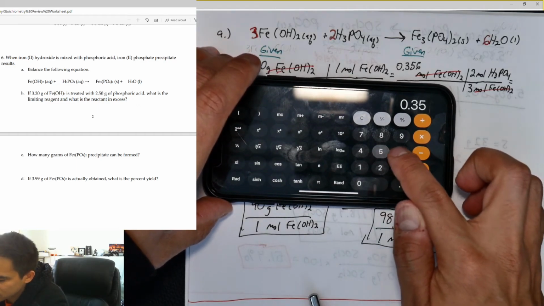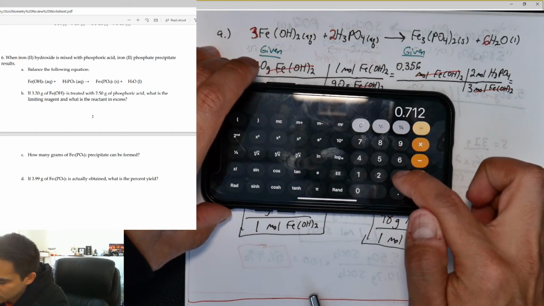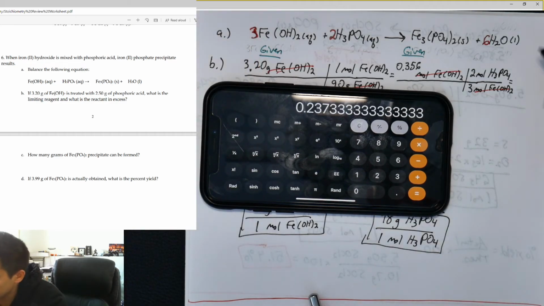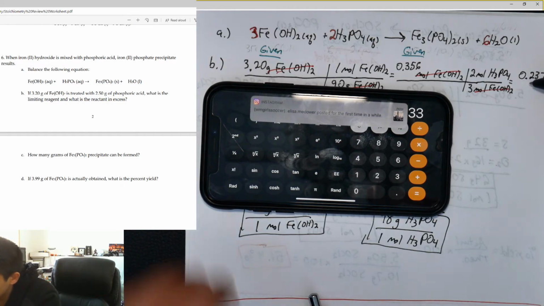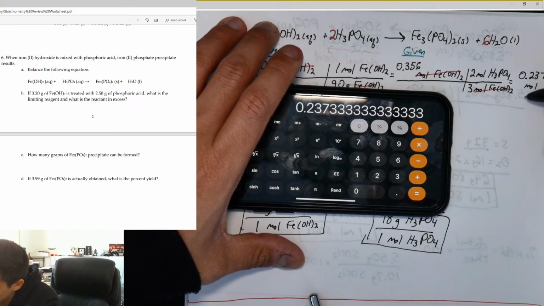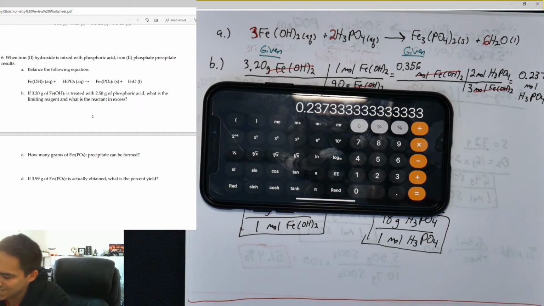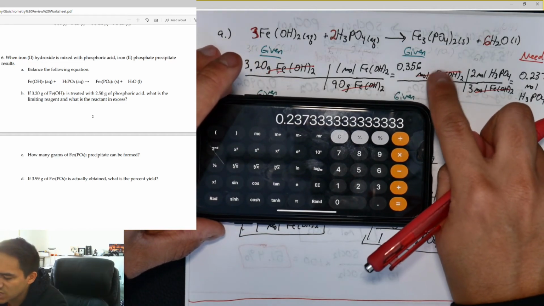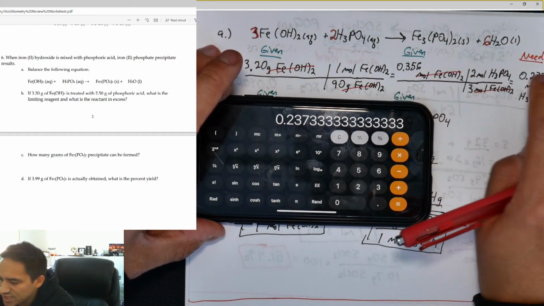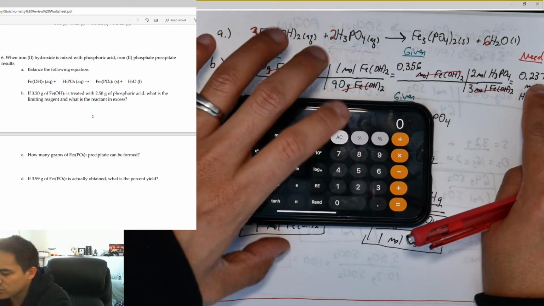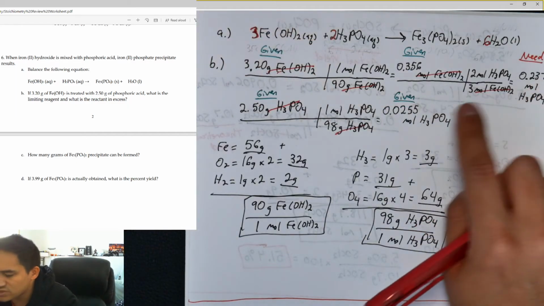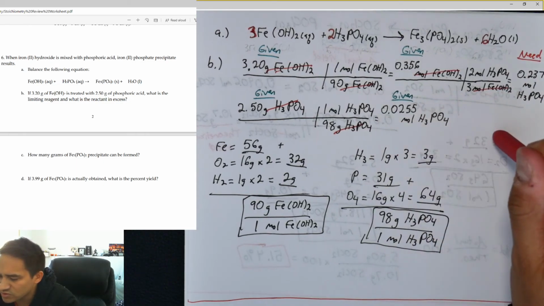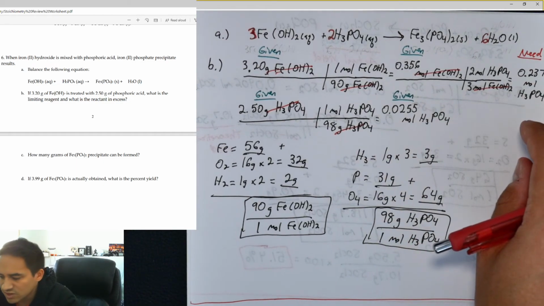So 0.356 times 2 divided by 3. Rounding to 3 significant figures, we're going to get 0.237 moles of H3PO4. And this, again, is what we need. So if we're being given this many moles of FeOH2, we need this many moles of H3PO4 to react with all of it. Now, just for the sake of time, rather than doing this whole one out too, we already have all the information we need. So let's just take a look.